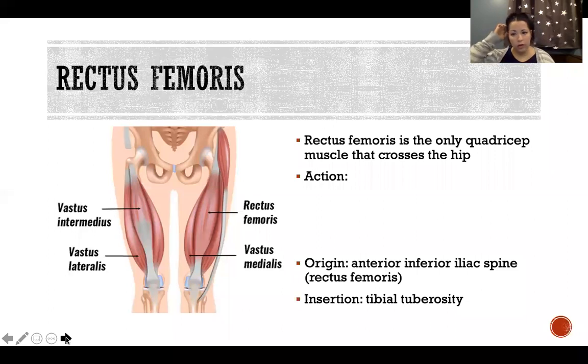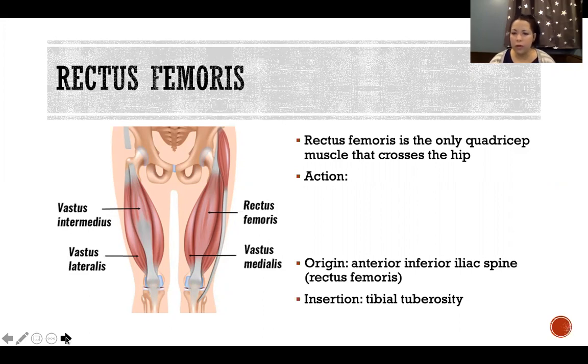Okay, the quadriceps muscles. So since I'm only talking about muscles of the hip here, I'm only going to talk about rectus femoris for now. And then when I get to knee and ankle in the next video, then I'll talk about all the quadriceps as a group. So quadriceps means four heads. It's a group of four muscles in the anterior compartment of the thigh.